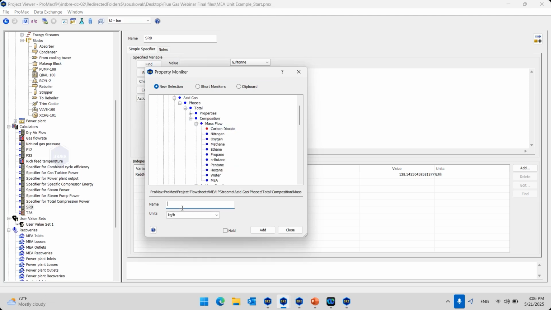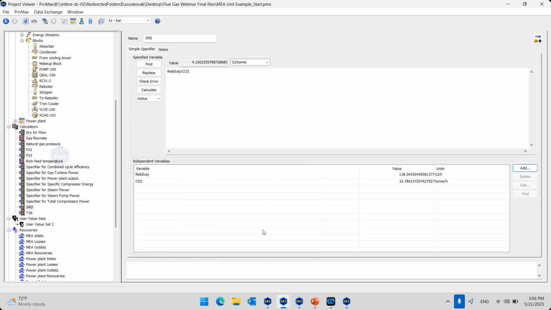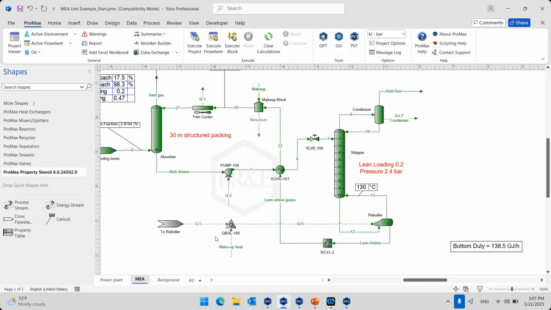Again, I'm doing this rather quickly. This is just to show you that there is this possibility, but this is something we, of course, teach step by step during our free classes. All right, but now you see when I did the ratio, I'm getting an SRD of 4.1. All right, so my SRD is 4.1.